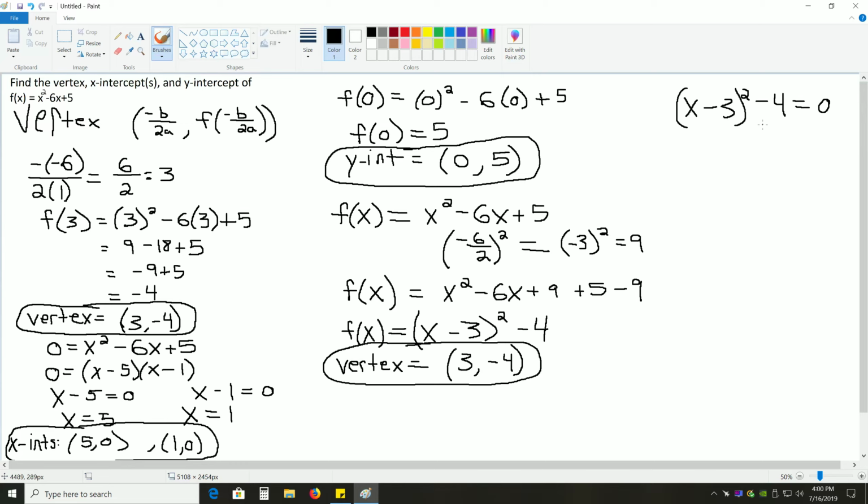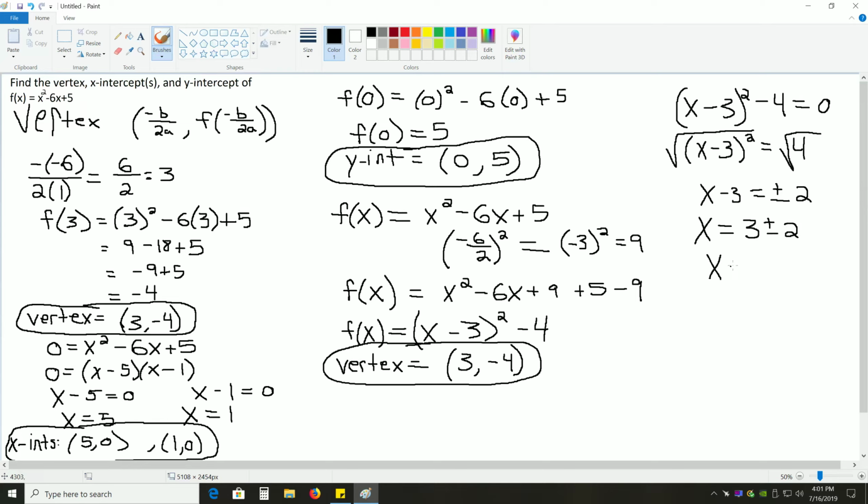And to solve this, we'll add 4 to each side to get x minus 3 squared is equal to positive 4. And from here, if we take the square root of each side, we get x minus 3 equals plus or minus 2. And if we add 3 to each side, we get 3 plus or minus 2. So x equals 3 plus 2, which is 5, and 3 minus 2, which is 1.